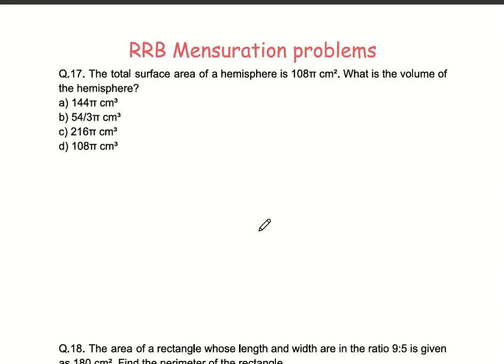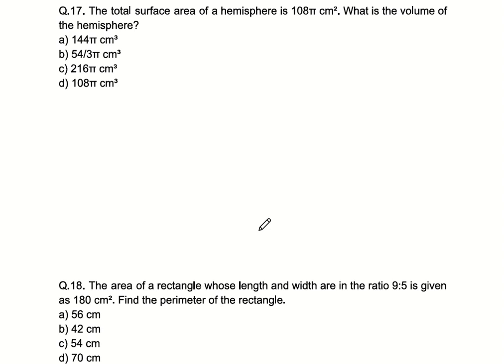Now the 17th question. The total surface area of a hemisphere is 108 pi centimeter square. What is the volume of the hemisphere? So total surface area formula is 3 pi r square equals 108 pi. Pi gets cancelled, 3 ones are 3, 3 thirty-sixes. Then r equals 6 centimeters.